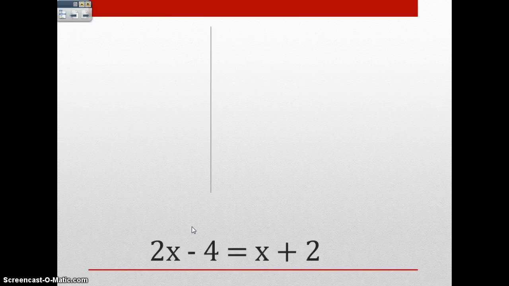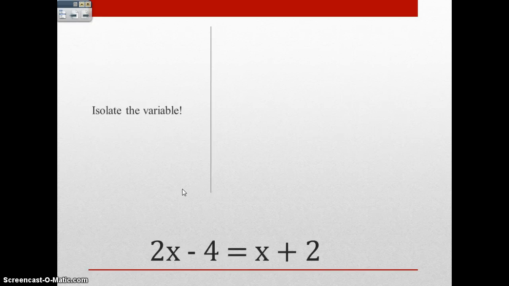2x minus 4 equals x plus 2. That's our algebraic equation we just set up. How can we solve this? What do we do? Awesome. First thing we do is isolate the variable. That's how we solve equations with one variable.